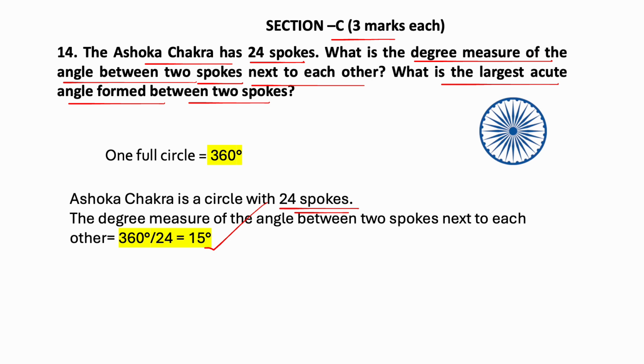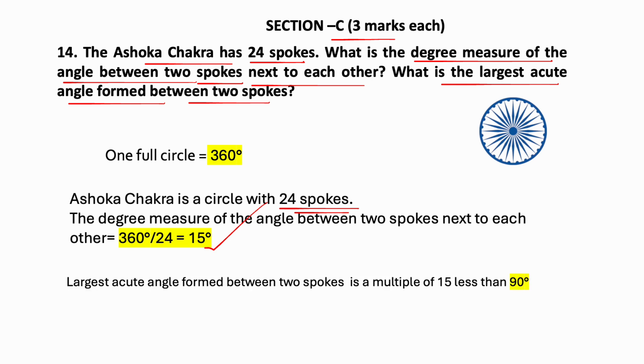Okay. Then next one is, what is the largest acute angle formed between two spokes? What do you mean by acute angle? Acute angle means it is less than 90 degree. So we have to find the largest acute angle formed between two spokes. So the largest acute angle formed between two spokes is a multiple of 15 less than 90 degree. So it is 75 degree. 15 into 5 is 75. 15 into 6 is 90 degree, but we have to find the largest acute angle. It should be less than 90 degree.